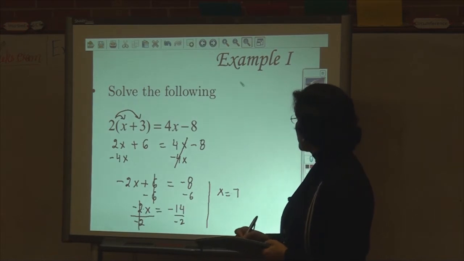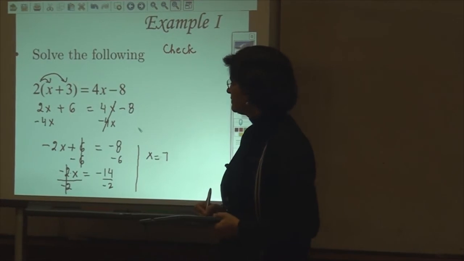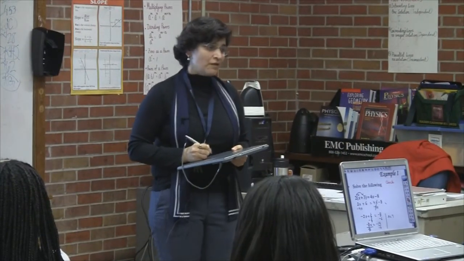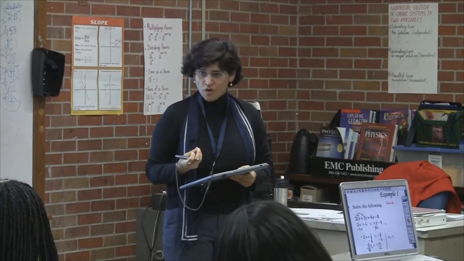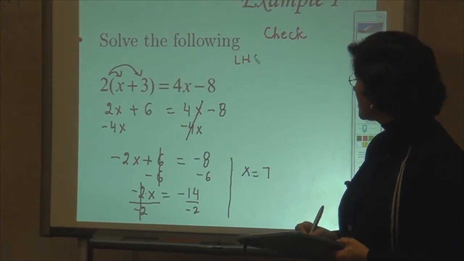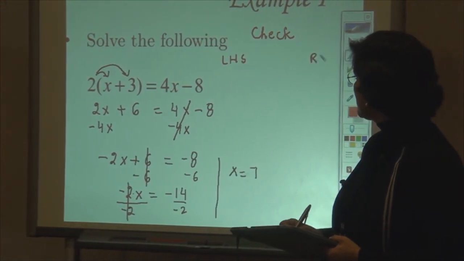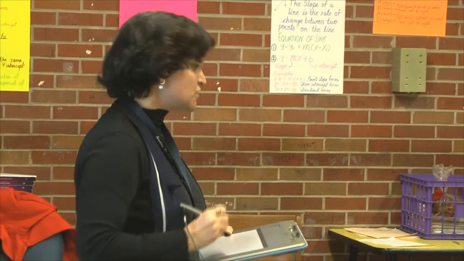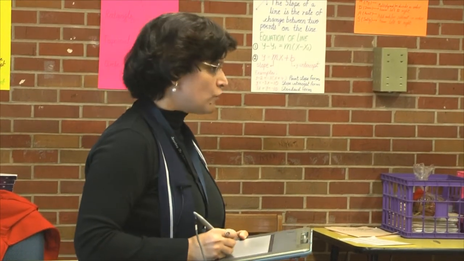We are not yet done. We need to check it. That's a very important component of solving an equation, because we cannot be sure. When we check, we have something called the left-hand side and the right-hand side of the equation. We are not sure whether the two sides will come out equal or not, so we put a question mark above the equation.